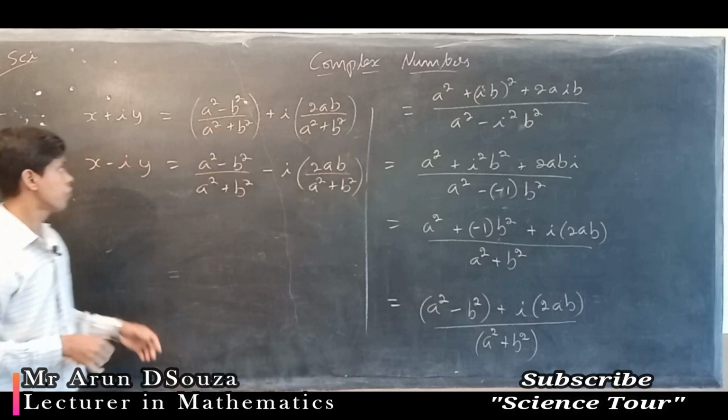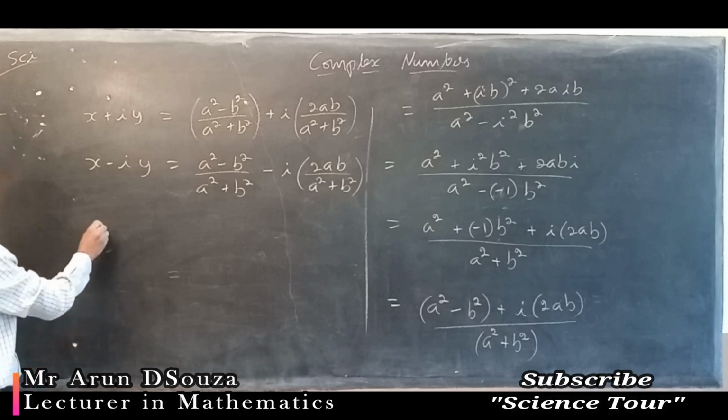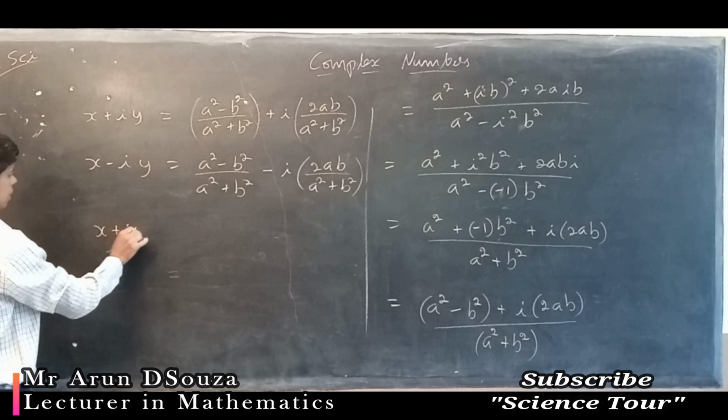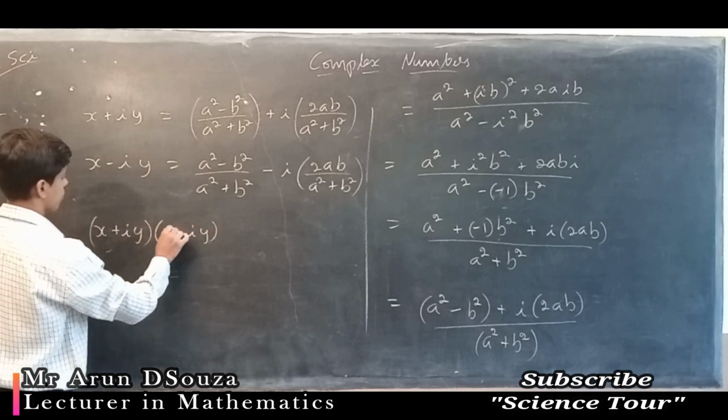Well, so we have got x plus iy into x minus iy. Now what? Now this is x plus iy into x minus iy.